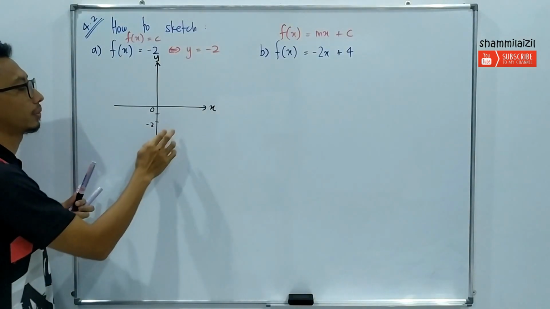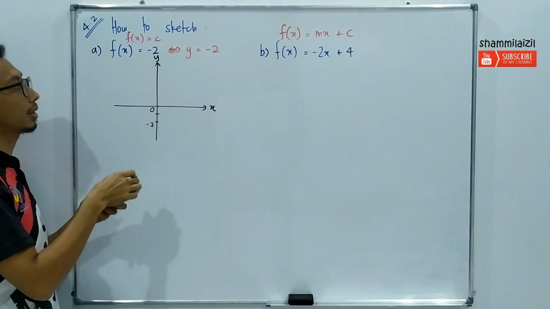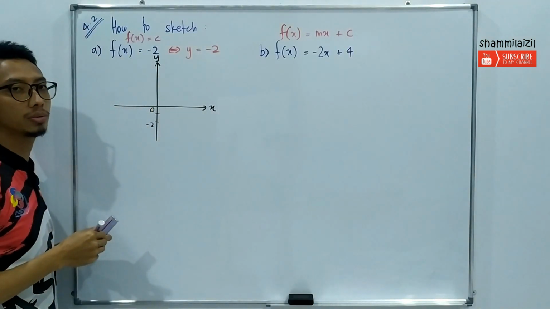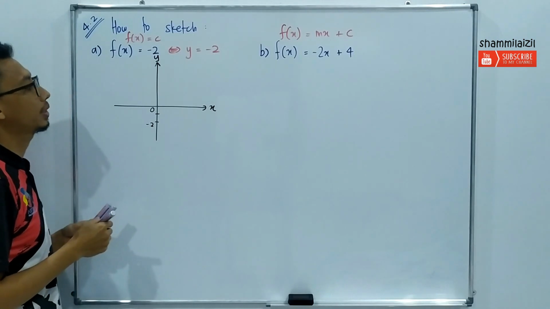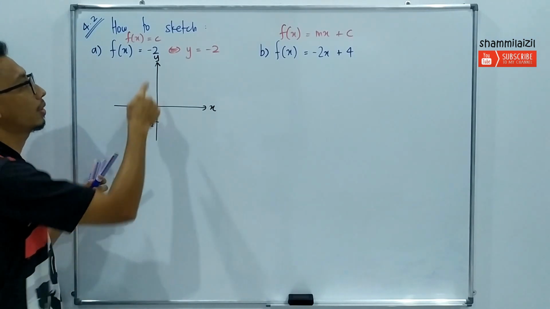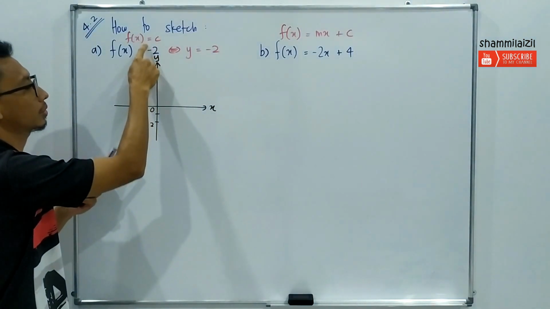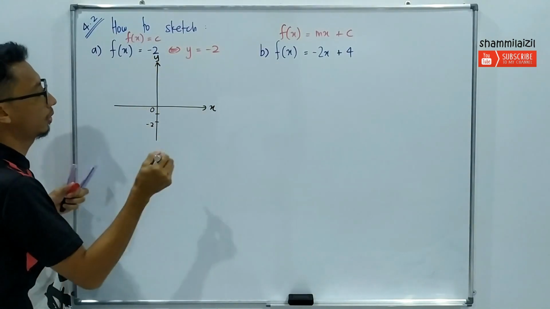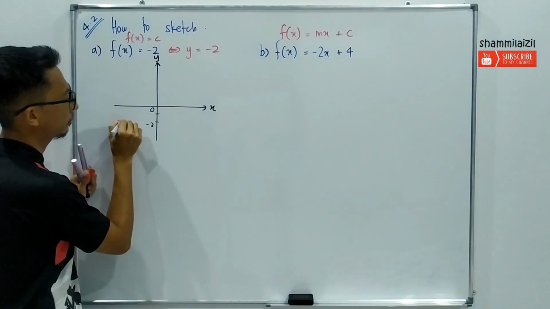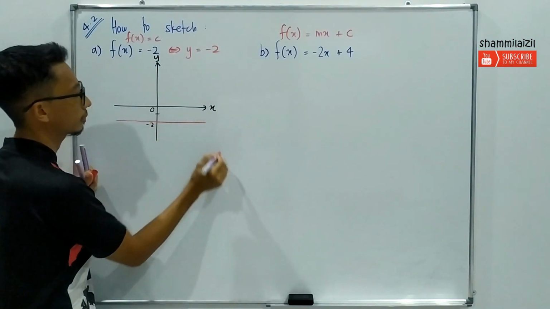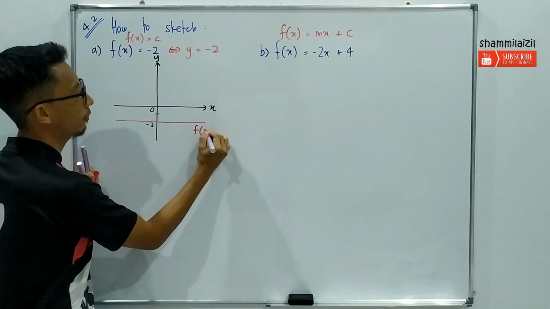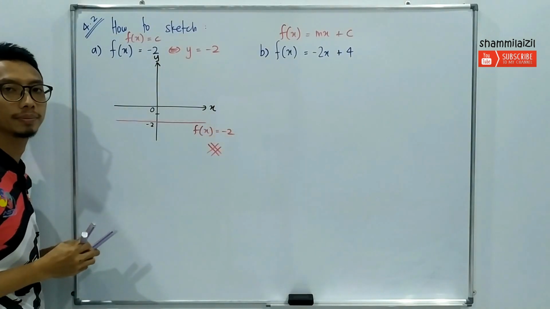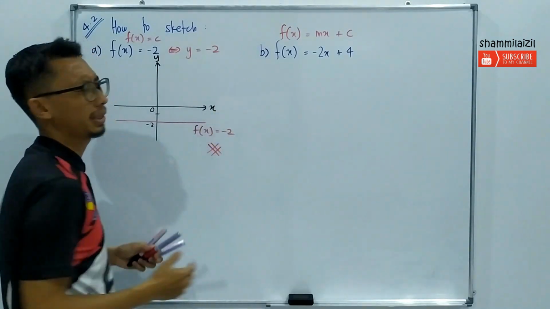This is minus 2. So where is the graph? f(x) equals minus 2 is actually a straight line. Horizontal line, because this one is a constant function. Horizontal line means this way, therefore this is your graph. So f(x) equals minus 2. So this is your graph. So let's proceed with the linear function.